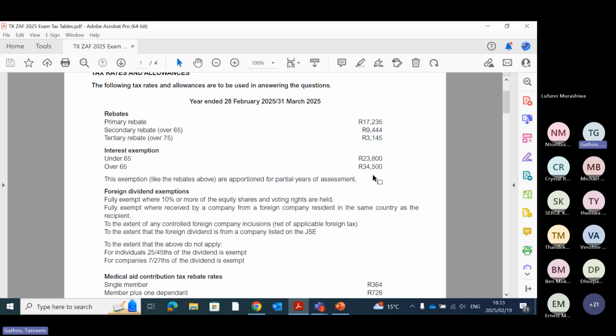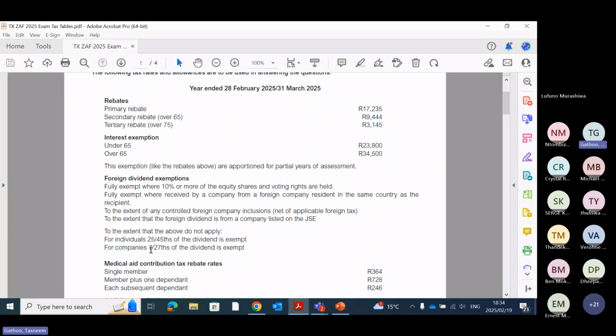So make sure, for example, by looking at that now, okay, how am I supposed to apportion it, because it's not going to be given to me. The other thing we looked at was foreign dividend exemptions. Okay, here you can see what it is. Some of these things, make sure that you understand in which cases should, for example, this 25 or 40, over 45 be used, in which cases should this be used.